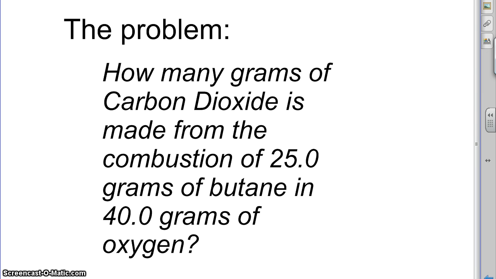How many grams of carbon dioxide is made from the combustion of 25.0 grams of butane and 40.0 grams of oxygen? Now, if you're paying close attention, you'll realize that this is a very similar question to what we learned stoichiometry on, but we've added one more piece of information. We'll talk about what that is here in a little bit. So go ahead and copy that question down.